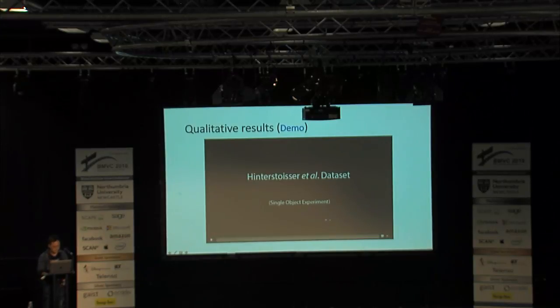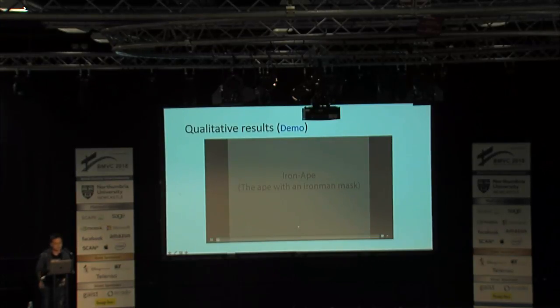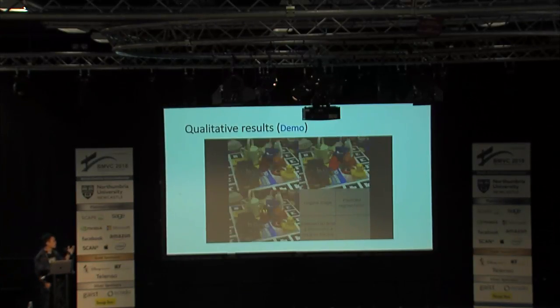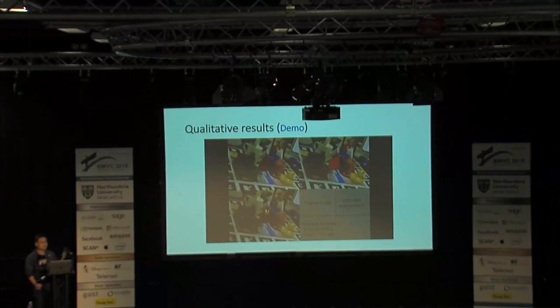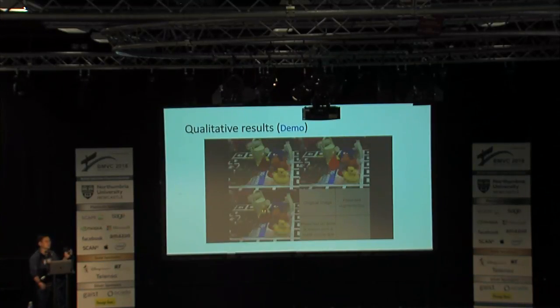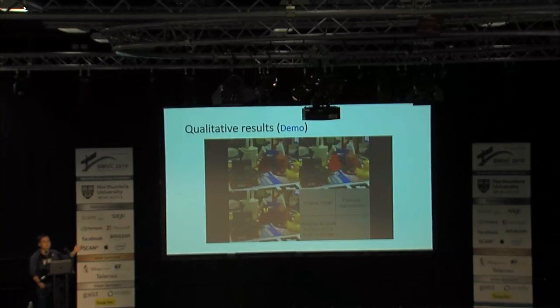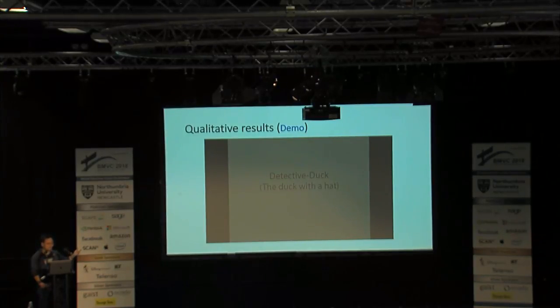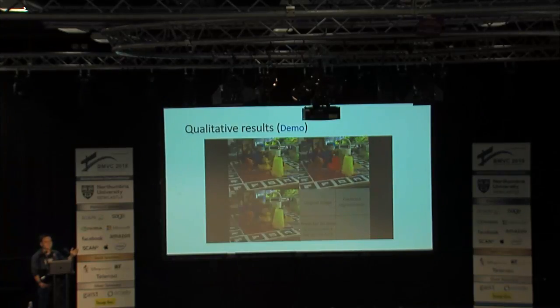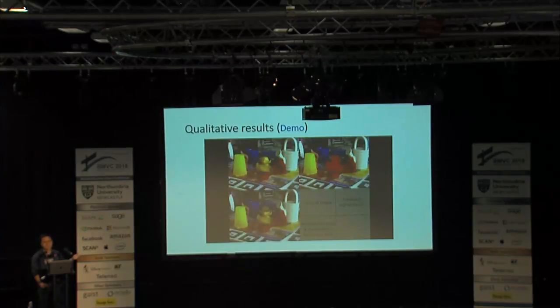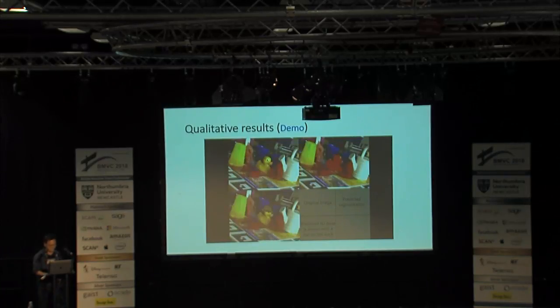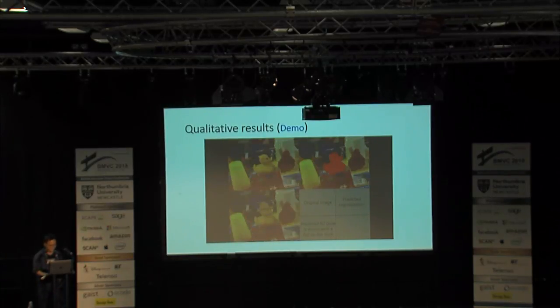Here is a short video about the qualitative result. We are trying to show that if we have the right prediction of the pose, we can add another component to the object. Here we put an Iron Man mask on the ape, and in the next one we put a detective hat on a dog, which is kind of good, I have to say.